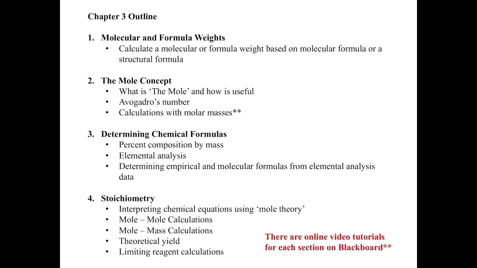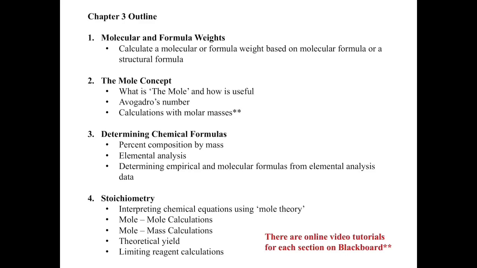Then the second major part of this, or bullet point number 3, involves determining chemical formulas. So we're going to be able to use our knowledge of the mole to work out how many carbon, hydrogen, and oxygen atoms are in a compound, for example, and in what ratio they're in. So we'll talk about things like percent composition, elemental analysis, and empirical and molecular formulas.